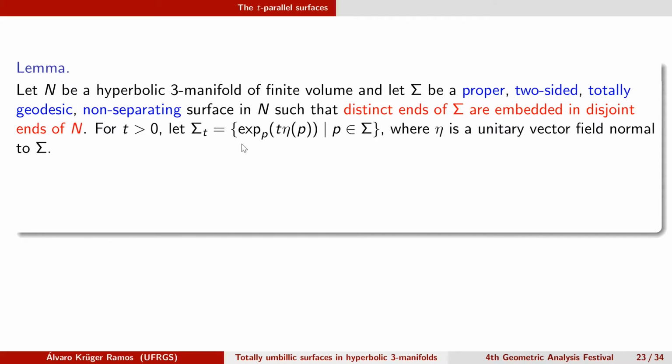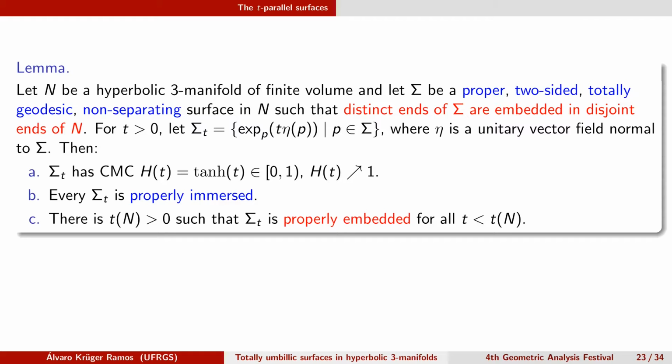So you take the t-parallel surfaces to it, you go exponentially by a fixed distance, and the properties that this surface sigma_t has is: first, it has constant mean curvature equal to hyperbolic tangent of t, which is a number between 0 and 1, and as t goes to infinity, this number goes to 1.